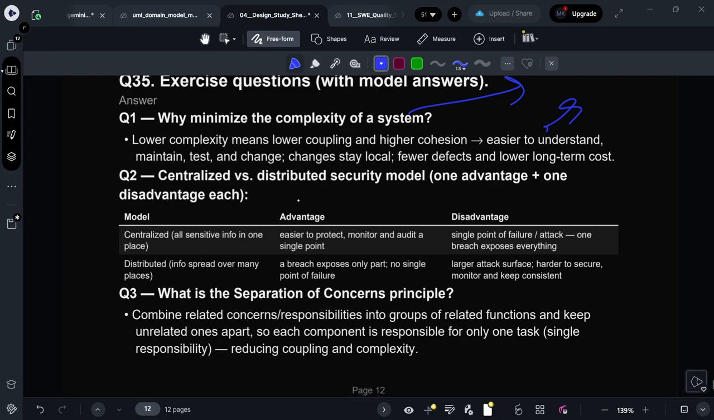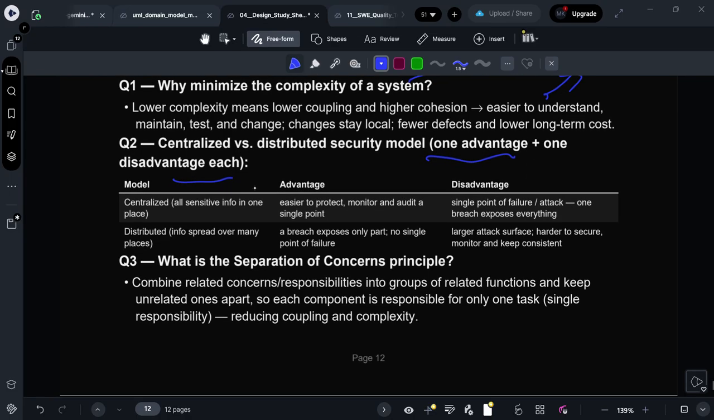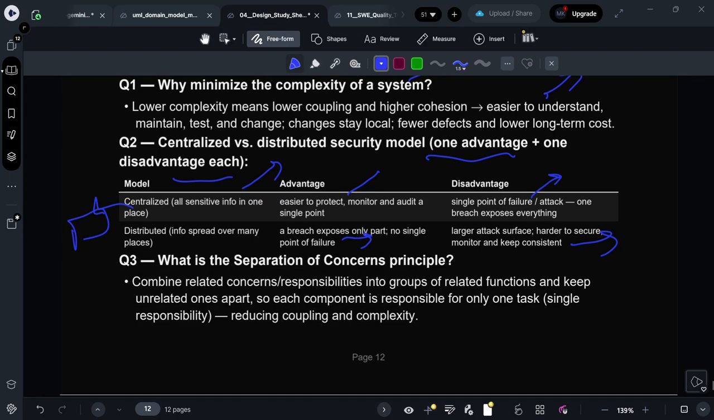Then we have centralized versus distributed security model. Name one advantage and one disadvantage for each. For centralized, all sensitive info is in one place. The advantage is that it is easier to protect, monitor, and audit a single point. The disadvantage is a single point of failure or attack: one breach exposes everything. Then we have distributed, where info is spread in many places. The advantage of the distributed security model is that a breach exposes only part, with no single point of failure. The disadvantage is a larger attack surface, and it is harder to secure, monitor, and keep consistent.